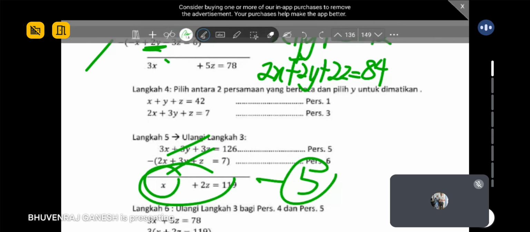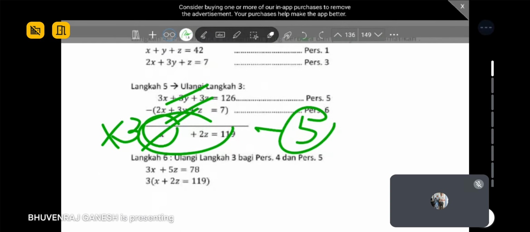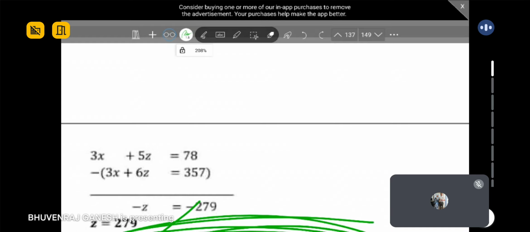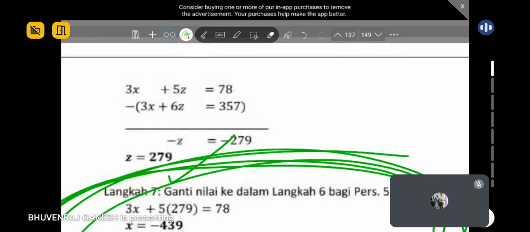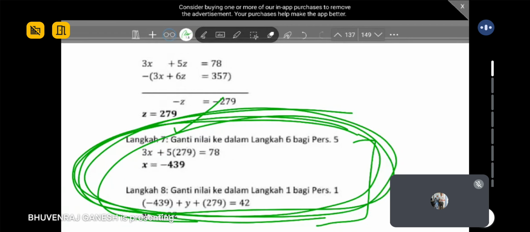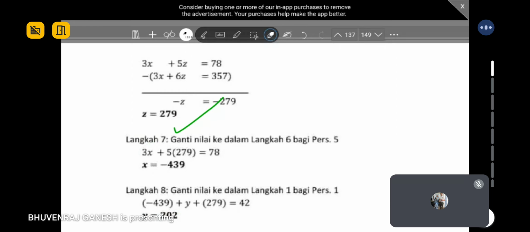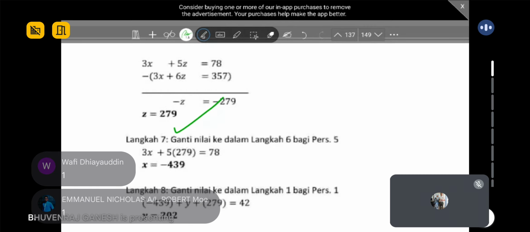Okay, so X, 3X darab 3 supaya boleh hapuskan. Okay, so kamu akan dapat jawapan dia kat bawah ni. Okay, so nampak macam ni lah. So Z sama dengan 279. Okay, boleh faham ke tak? Can you understand now? Siddhartha? Clear, right? Okay, so the answer is Z is 279 and then negative 439, 202.